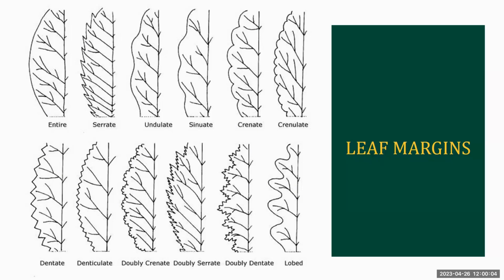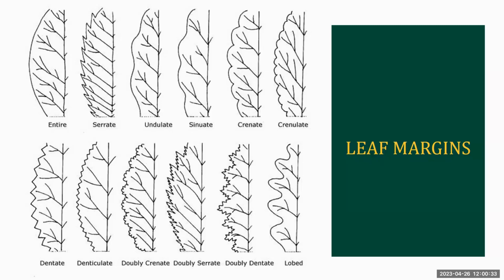Another margin type is toothed. This covers three terms. We have serrate, dentate, and crenate. So I'll start with serrate. In serrate margins, they have leaf margins where we have little teeth that are like those of a saw. They're continuous and they're forward pointing towards the apex of the tree leaf.